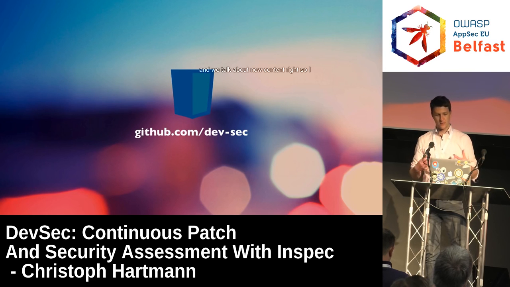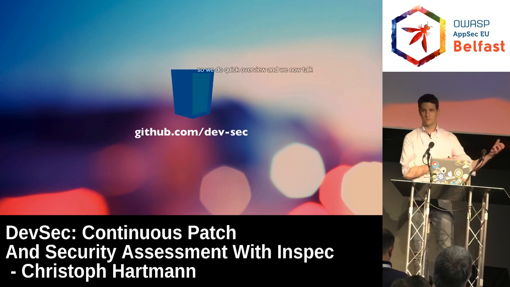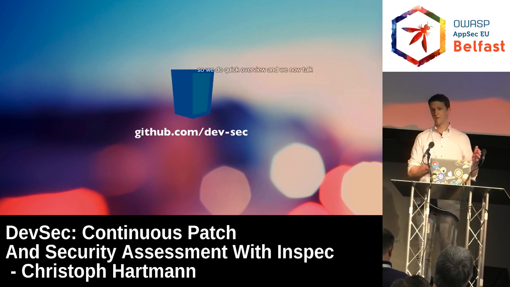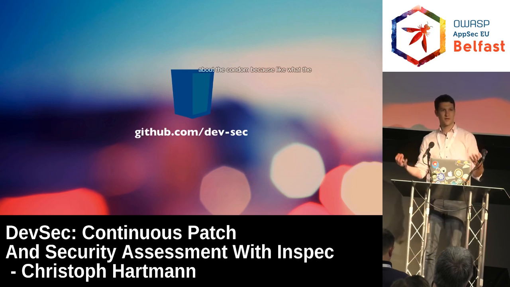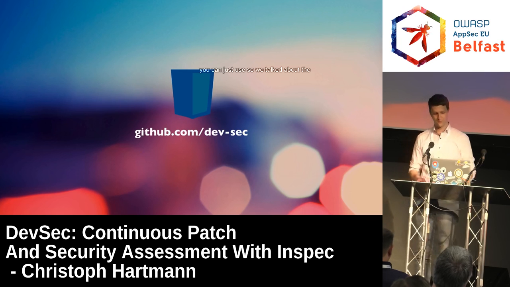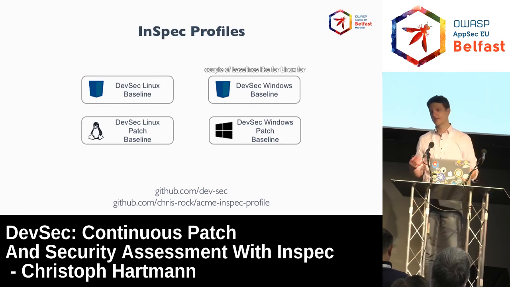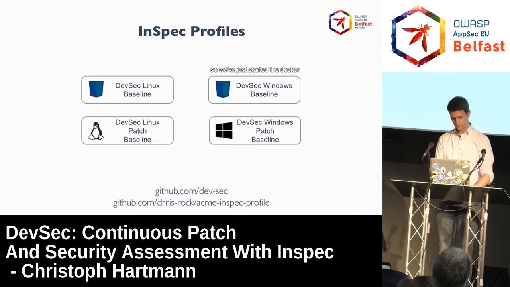And we talk about content now, right? So I gave you an idea of how that tool works, a really quick overview. And we now talk about the content because what is the tool's value if there is no content that you can just use? So we talk about the DevSec project, and it comes with a couple of baselines, for Linux, for Windows, and also the patching baseline for Linux and Windows. So that is pretty neat, and we can just use that.